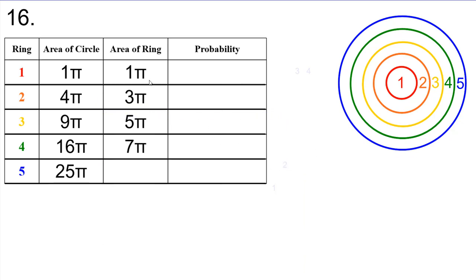You notice the pattern? 1, 3, 5, 7. Right, it's just every other number, right? They're consecutive odd numbers, which is kind of cool. So the difference between consecutive perfect squares is going to be consecutive odd numbers.